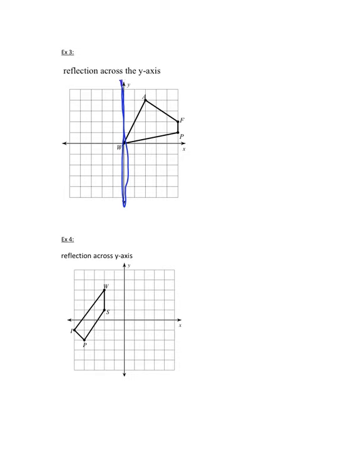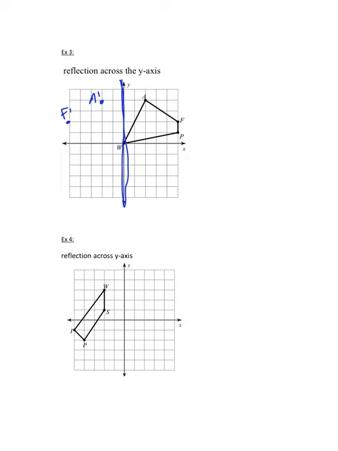So A is 2 spaces away from the y-axis. I'm going to count 2 spaces to the other side. There's my A prime. F is 1, 2, 3, 4, 5 away. I go 1, 2, 3, 4, 5 to the other side. That's F prime.